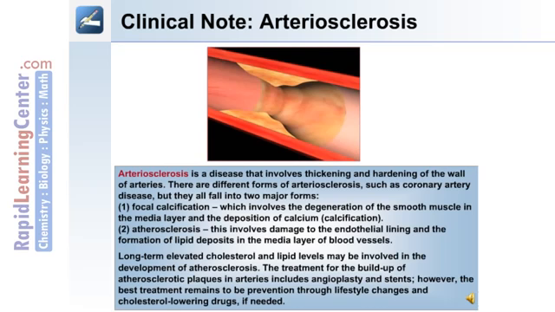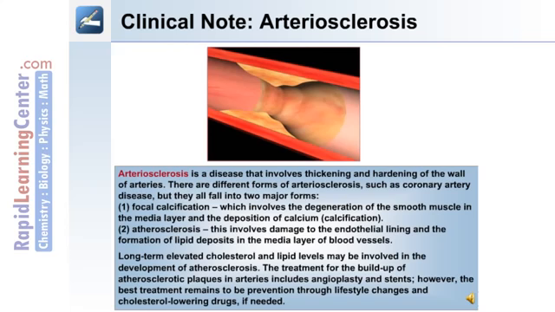Focal calcification involves the degeneration of smooth muscle in the media layer and the deposition of calcium, calcification. Atherosclerosis involves damage to the endothelial lining and the formation of lipid deposits in the media layer of blood vessels. Long-term elevated cholesterol and lipid levels may be involved in the development of atherosclerosis.